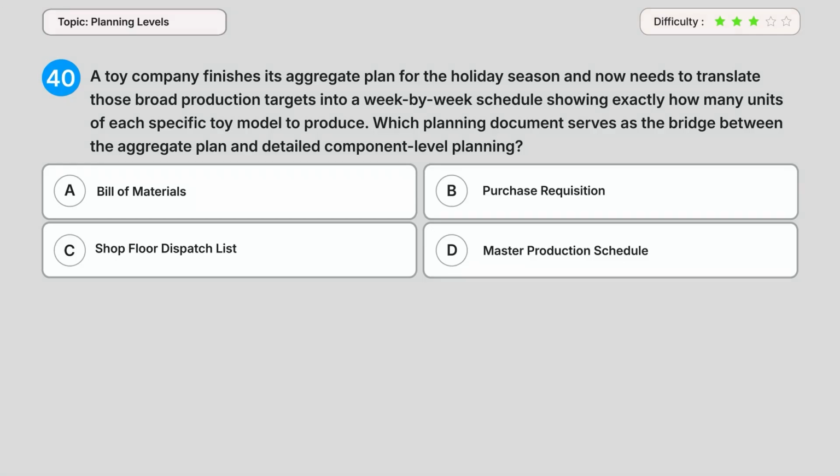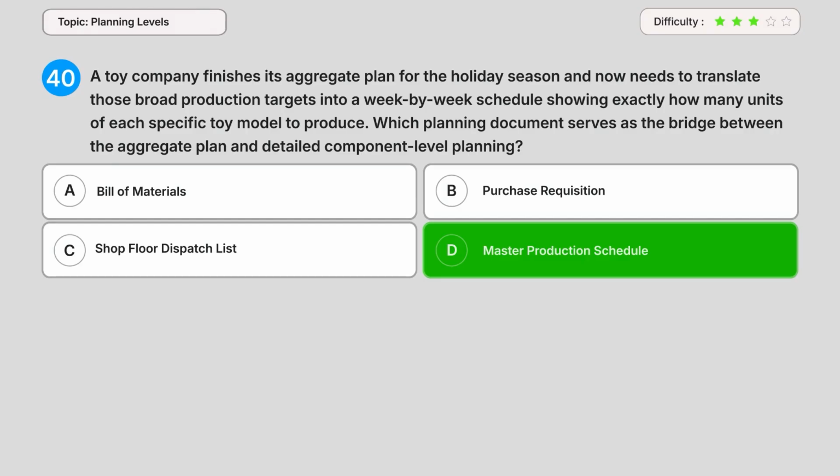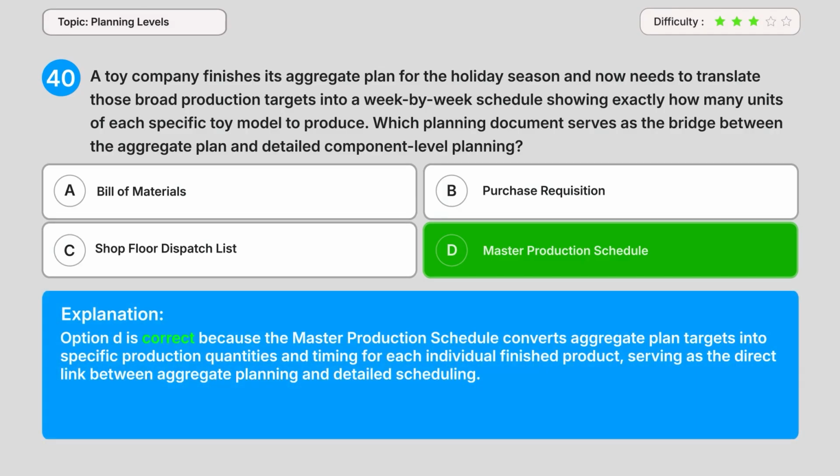Correct answer, D. Master production schedule. Explanation. Option D is correct because the master production schedule converts aggregate plan targets into specific production quantities and timing for each individual finished product, serving as the direct link between aggregate planning and detailed scheduling.